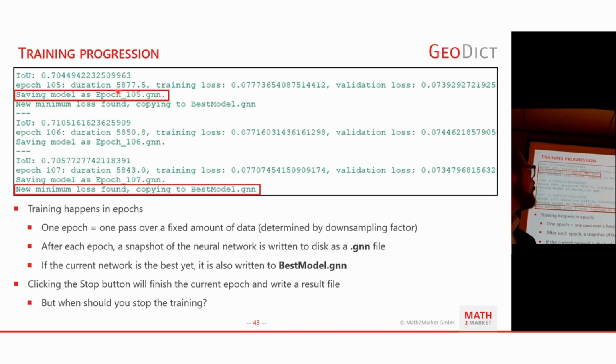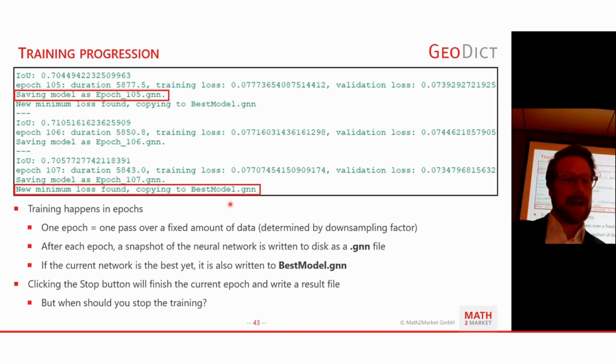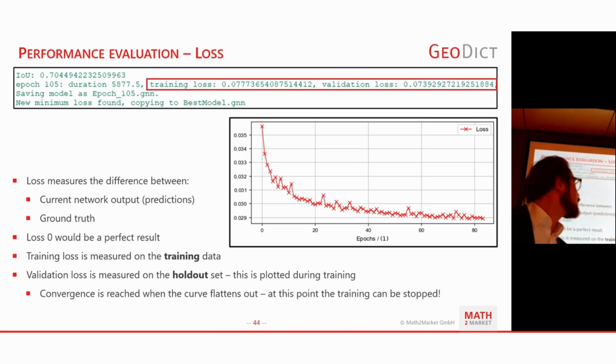So what it does, apart from writing snapshots every time, and also while assuming that the convergence gets better all the time, it will also take the best model at any point in time and copy that to best model GNN as well. So usually what you would do after the training, you pick that best model GNN because that numerically might have a bit better performance than the very last snapshot that you have. So yeah, again, I would suggest not specifying a fixed number of epochs, but looking at the convergence graph.